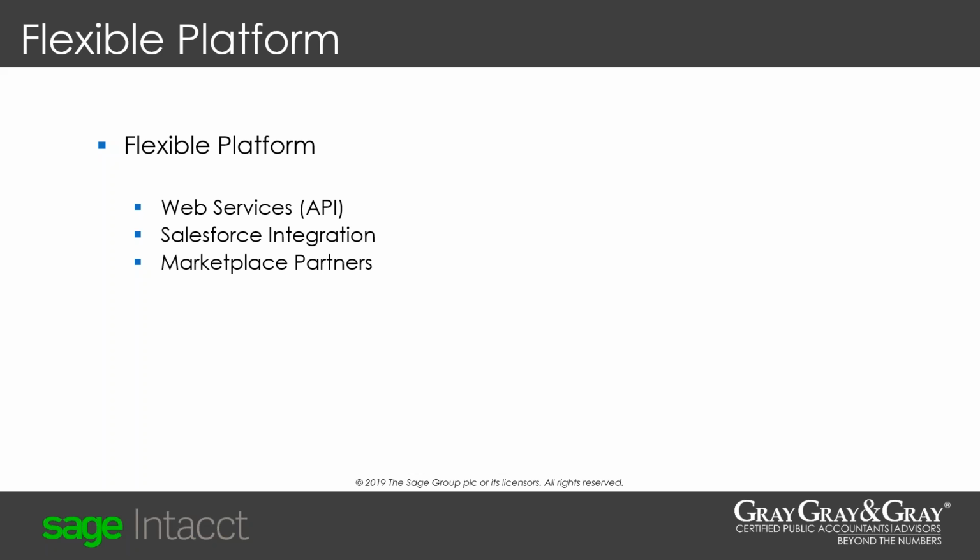Sage Intacct offers a flexible platform. This platform allows you to use your best-in-class solutions and bring that information into Sage Intacct. Whatever you need as a client will be able to be customized within the Sage Intacct solution. Sage Intacct offers a web service solution. It has an open API, which allows you to create mapping from one system into the general ledger of Sage Intacct. In addition, it has a Salesforce integration that both Sage Intacct and Salesforce support.